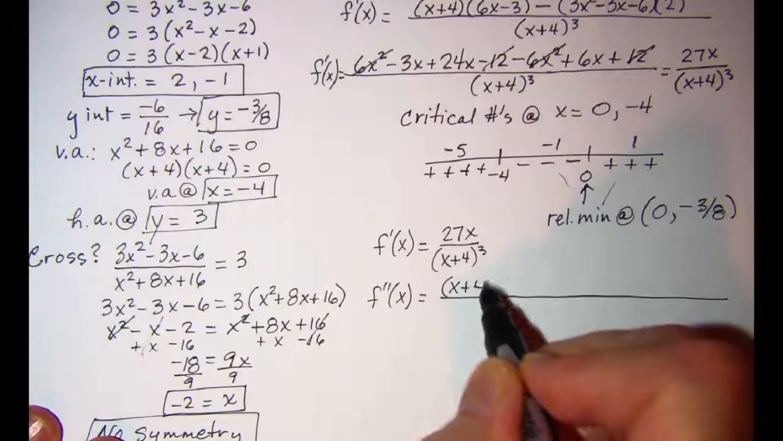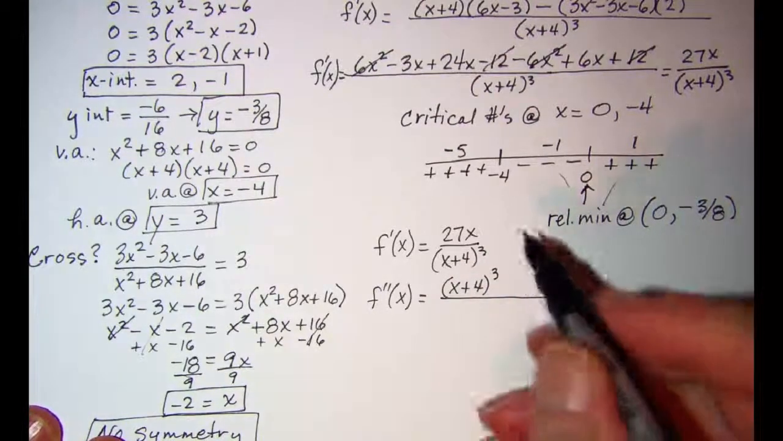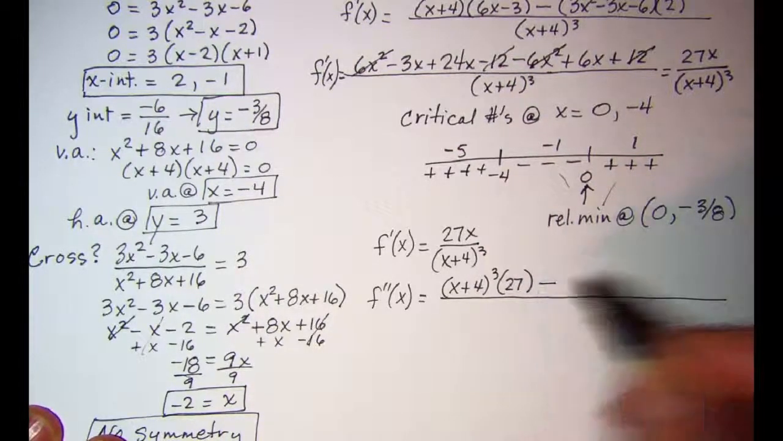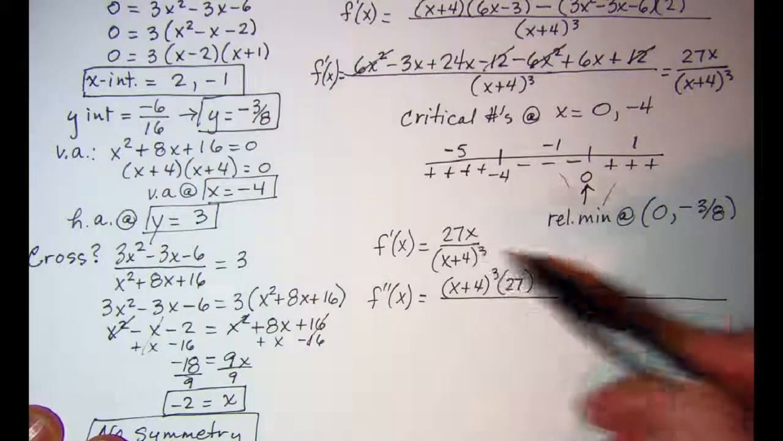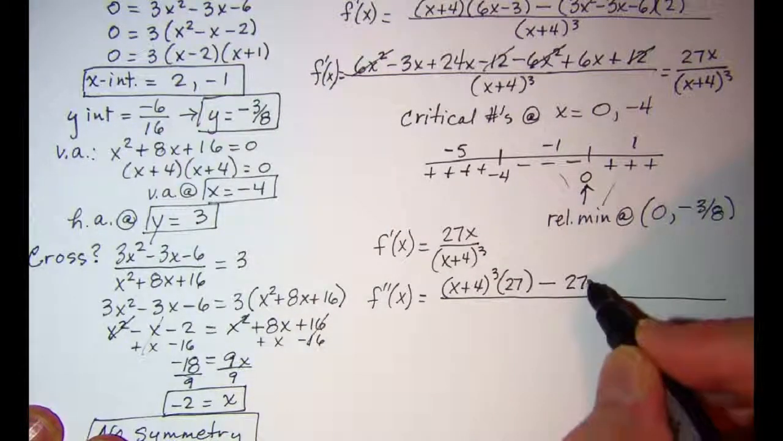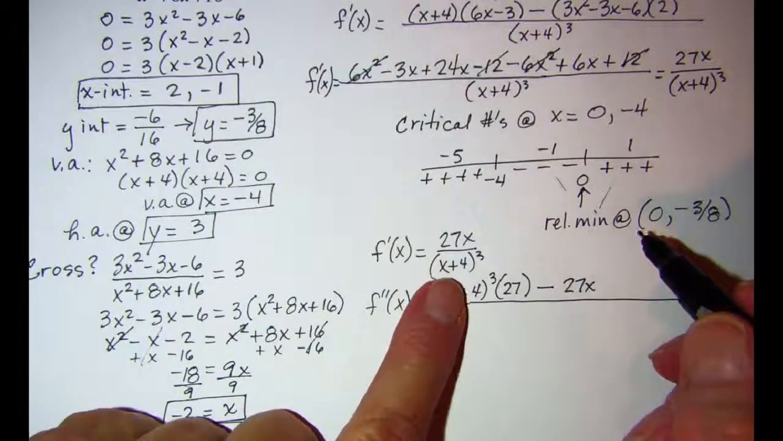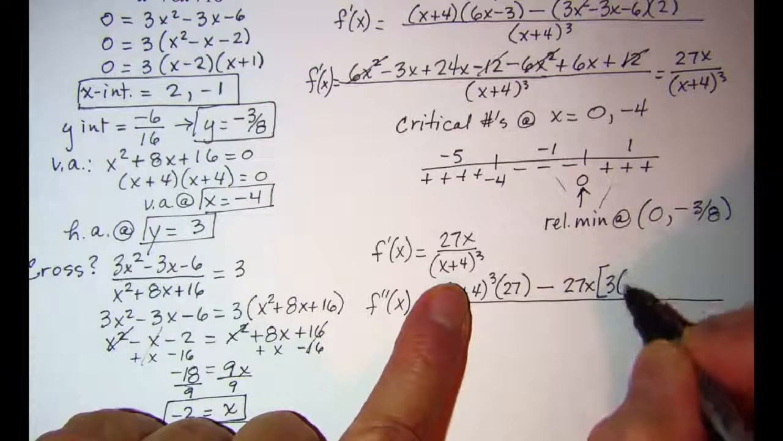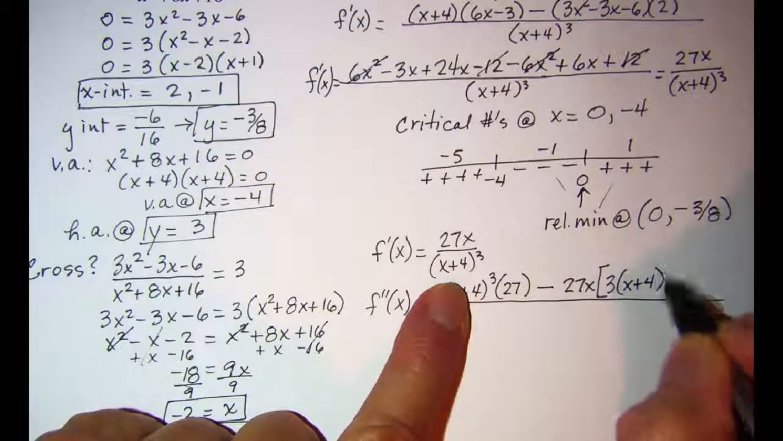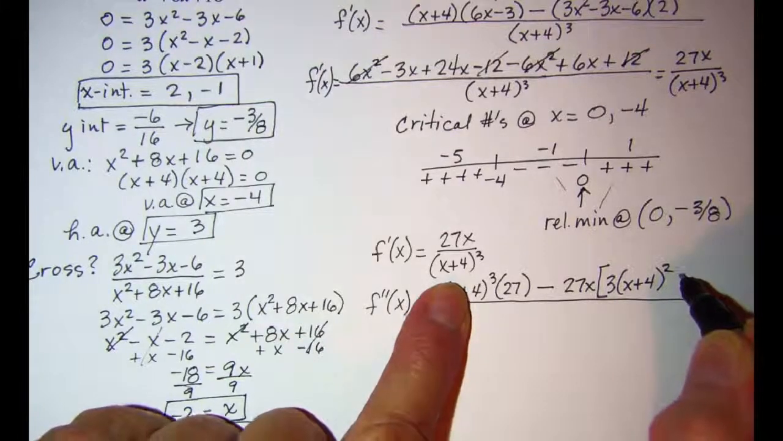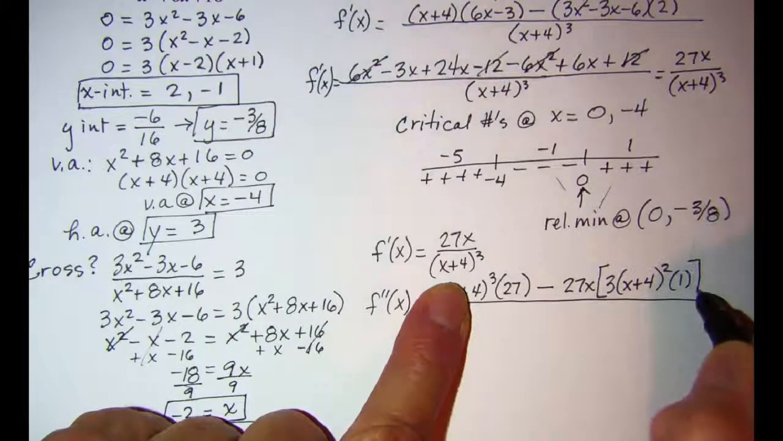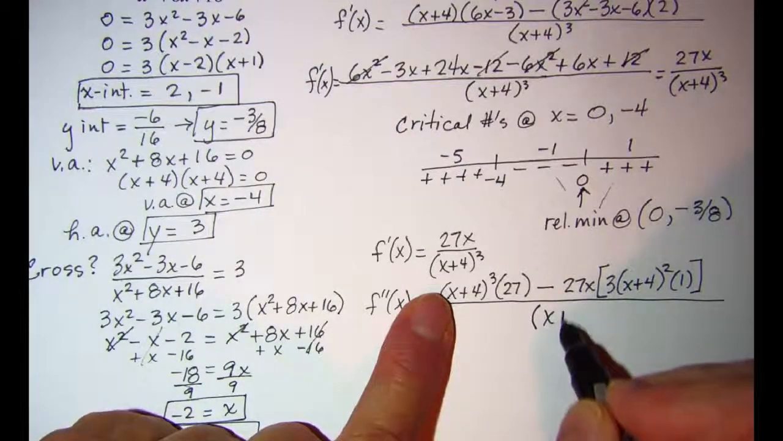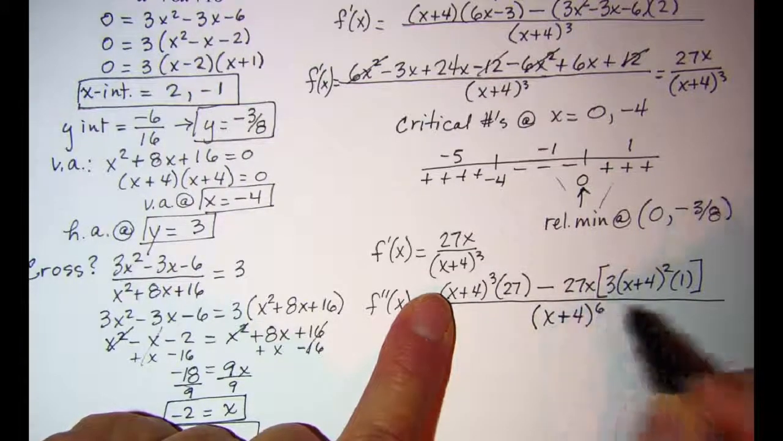x plus 4 quantity cubed times the derivative of the numerator, which is 27, subtract 27x times the derivative of the denominator, so 3 times x plus 4 to the second power times the derivative of what's inside, which is just 1. And that's going to be over the square of the denominator, so x plus 4 to the 6th power.